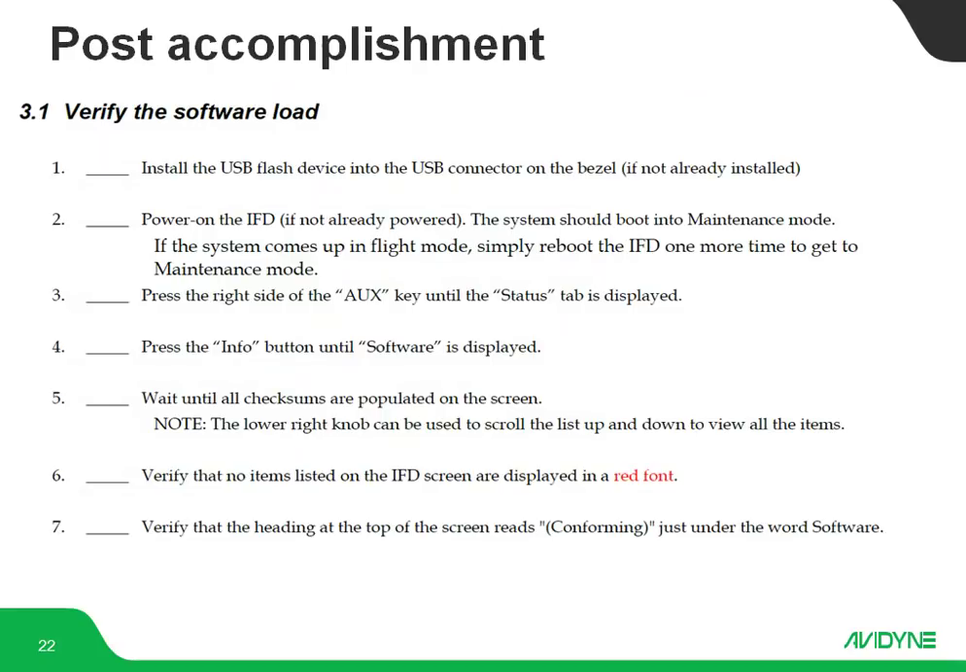There are some post-installation accomplishments that we're going to want to take a look at. So go ahead and stick the USB flash drive in there if it's not already installed. Power on the IFD, boot it into maintenance mode. If it comes up in flight mode, just reboot it one more time to get into maintenance mode with the USB drive in. We're going to press the right side of the aux key, that aux page, go to the status tab. We're going to press the info button on that status tab in maintenance mode. So understand we're going to be in maintenance mode. We're going to press the aux key to toggle over to the status tab, and then we're going to press the info button until it says software.